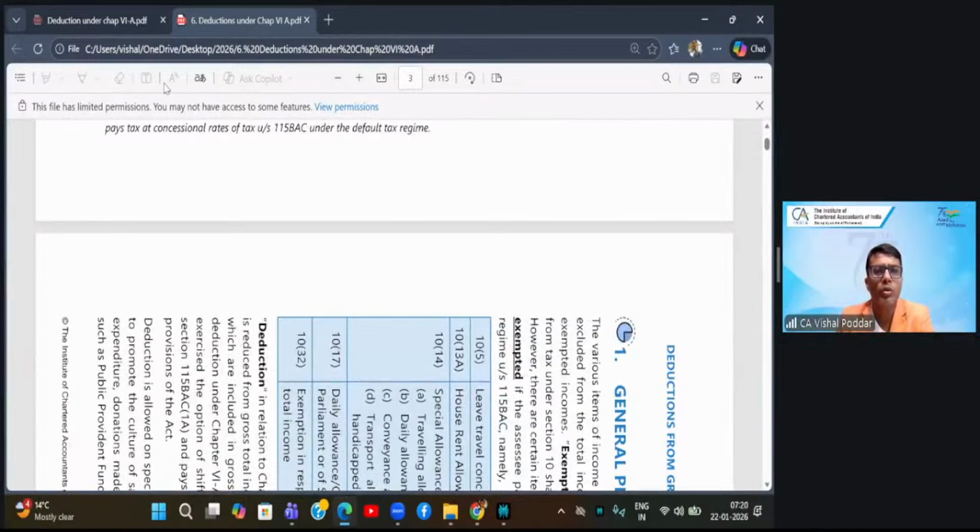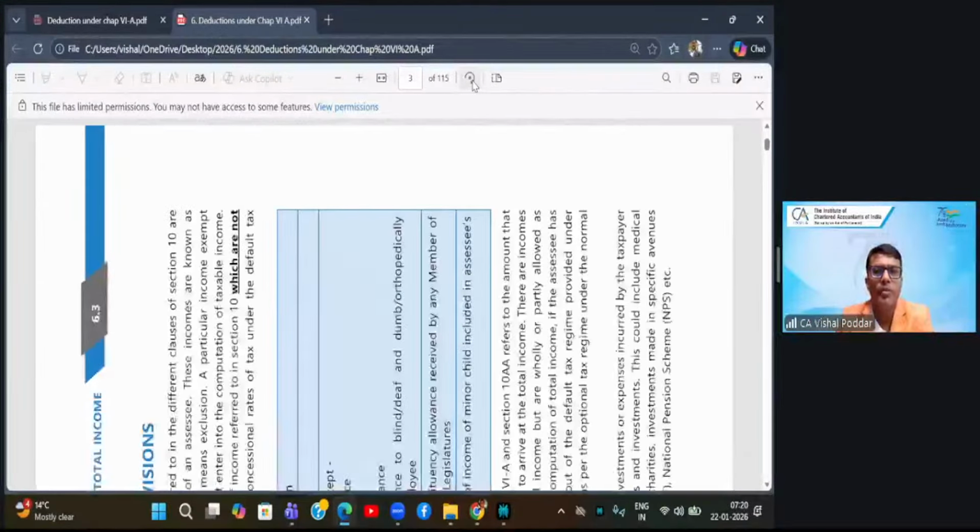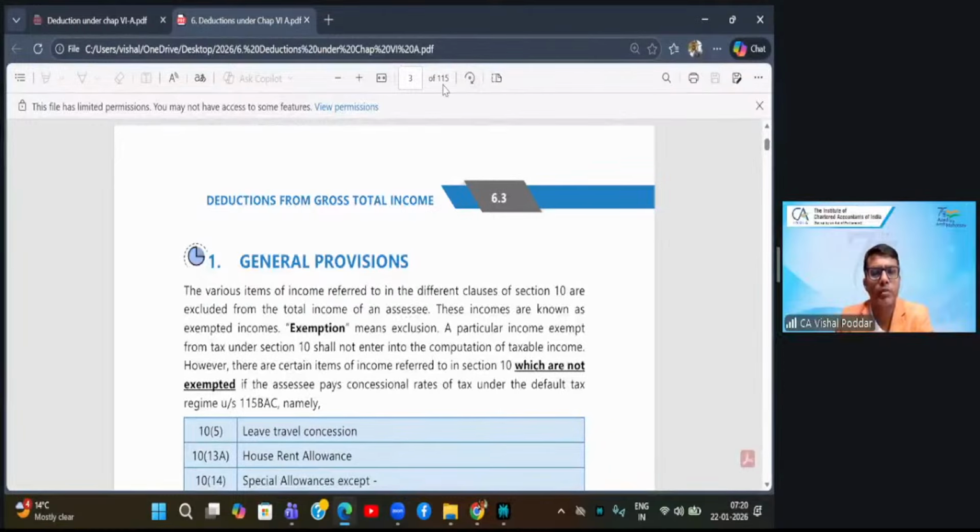Now let us go to some detailings of this chapter. Let me tell you, this chapter's questions will be majorly asked in the form of, if you know your format of the paper, a comprehensive question which covers nearly all heads of income, which covers set off also, which covers deduction also. I call it the comprehensive sum, which is generally the compulsory question.